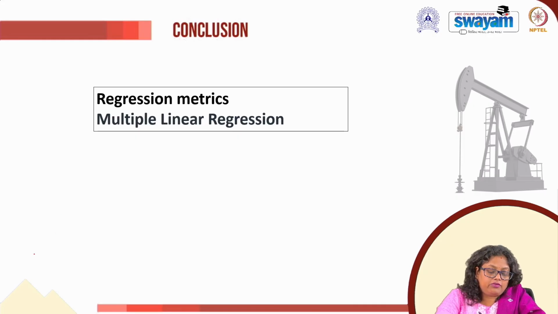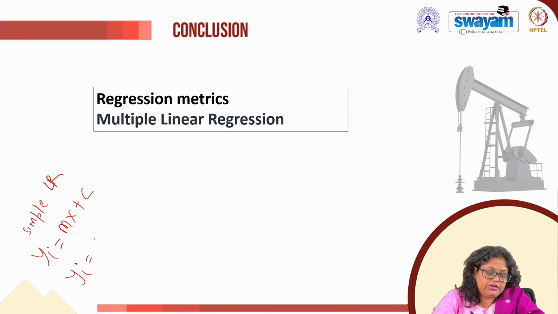In case of multiple linear regression, the previous one for simple linear regression had the equation mx + c. Now we can write this in terms of beta. So we can mention y = beta 1 x + beta 0, when you have only one x value.